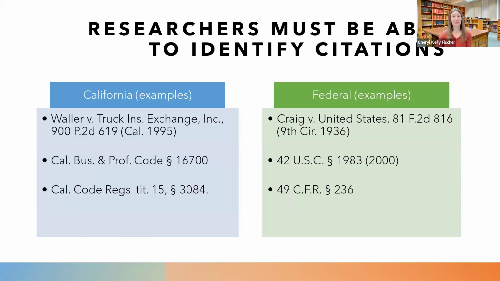The first step is recognizing primary law citation formats. So here's some examples. You've got a California Supreme Court case, California statute, California regulation. And over here, you have some federal examples, a federal appellate court case, a statute, and a regulation. But they're not always this easily decipherable. So let's look at some of these in context.